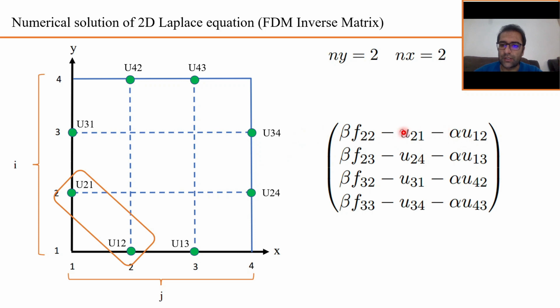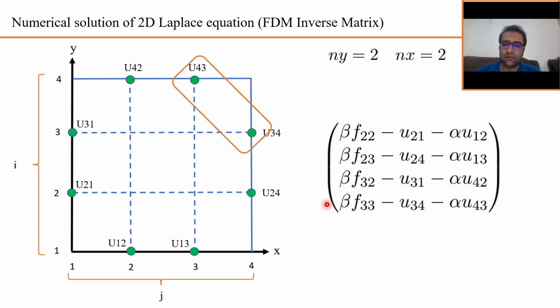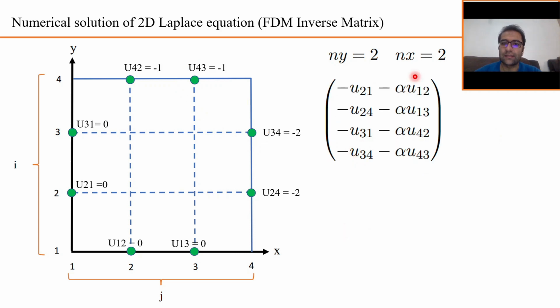If you look at the first row, you'll see that U21 and U12 are in the first boundary, U24 and U13 in the second, U31 and U42 in the third, and finally U34 and U43 lie in the last row. Let's define some boundary conditions like this. The lower boundary we have 0, the left boundary 0, the upper -1, and -2 for the right boundary. Because we now want to solve the Laplace equation, this F function should be 0.